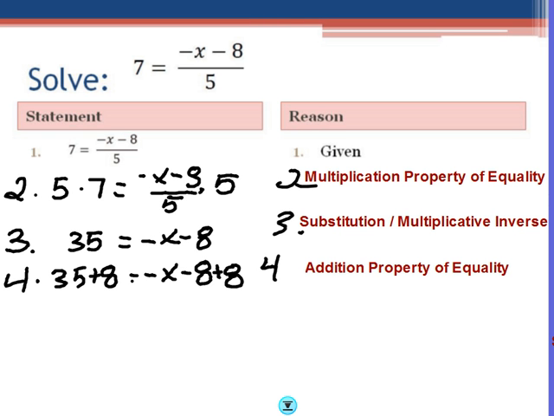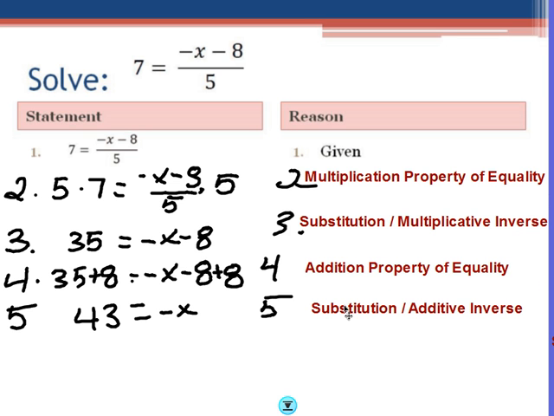To get from step 4 to step 5, we're going to then use substitution on this side. We're taking 35 plus 8, and we're going to substitute in 43. And on this side we have negative 8 plus 8, and that's going to give us 0, and we're just left with negative x. So again, we have two properties. We have our substitution property and additive inverse.